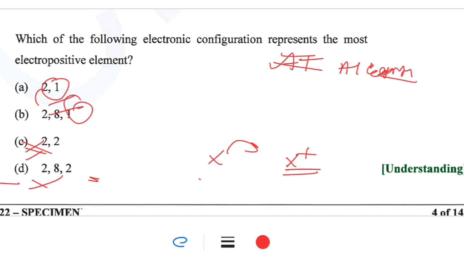When I compare these two, obviously option B is going to be the answer because it has more tendency to lose an electron, because once it loses its electron, it has 8 electrons in its inner orbital, which is more stable. But here they are forming a duplet configuration, which is, yes, again stable but not as stable as an octet, right? So option B is the correct answer over here.